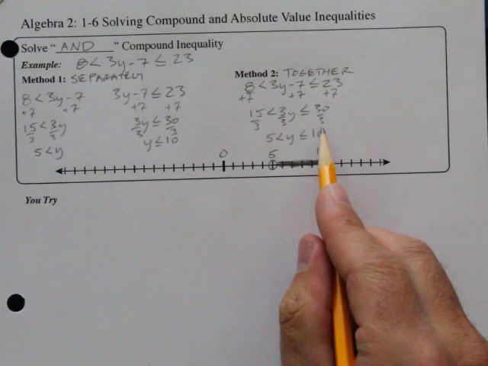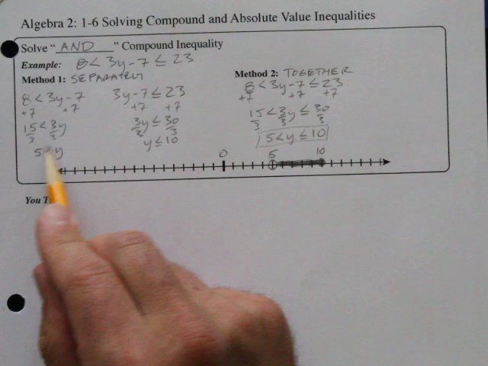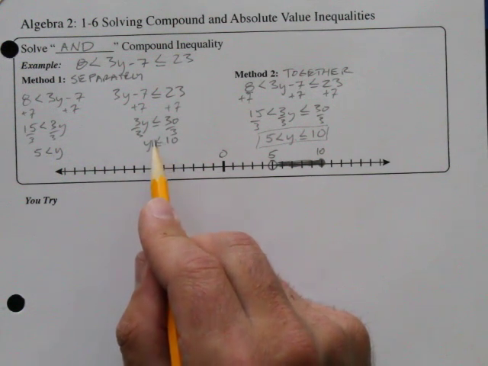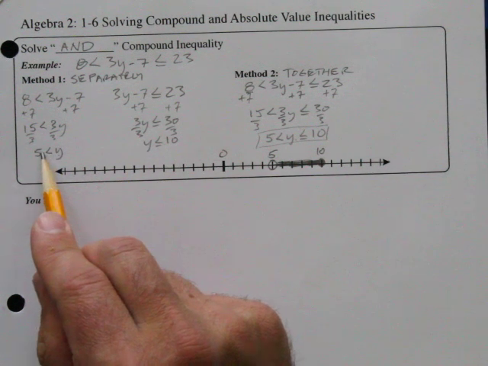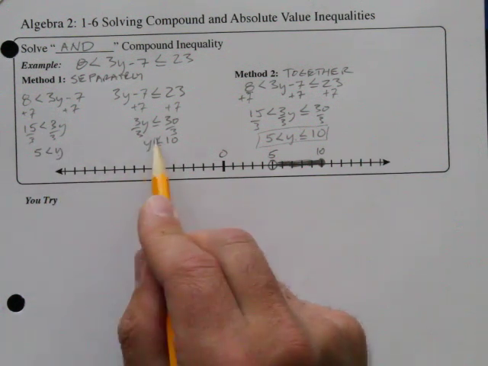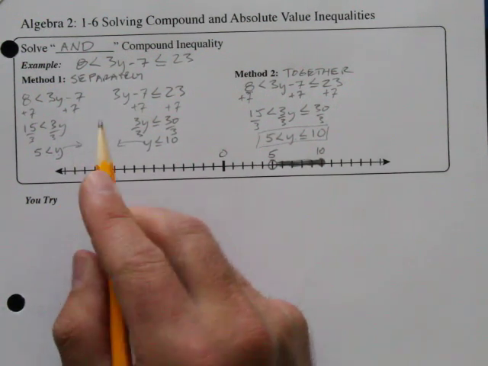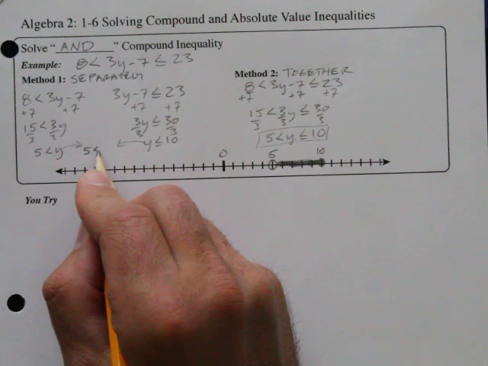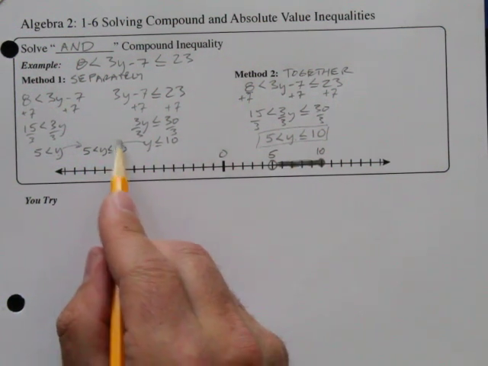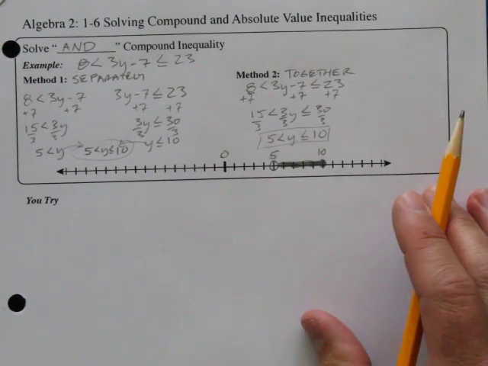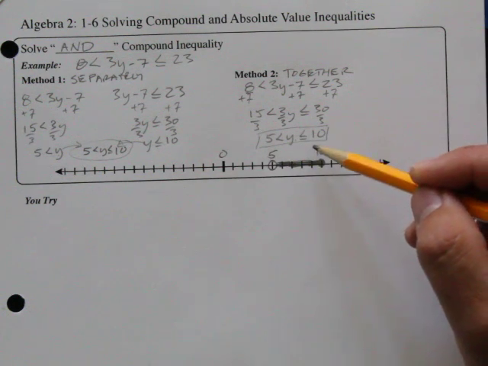Now this is what I want your answer to look like, whether you're using this method or this method. So when you're done with this method, you've got to look at it and say, oh wait, 5 is less than y is less than 10. So this should come back together and be 5 is less than y is less than or equal to 10. So this is your final answer here. So this way you're already there. You're ready to go with that.